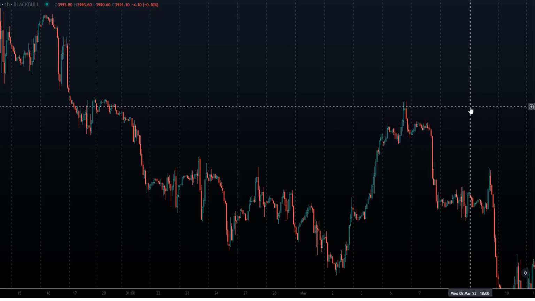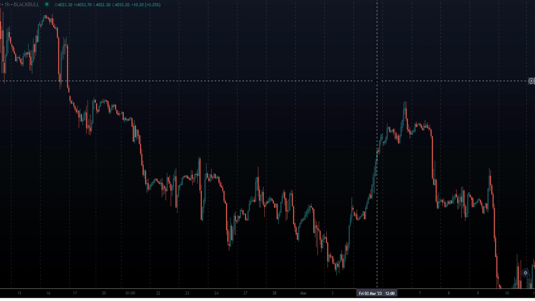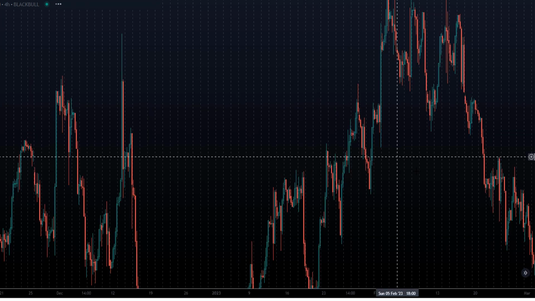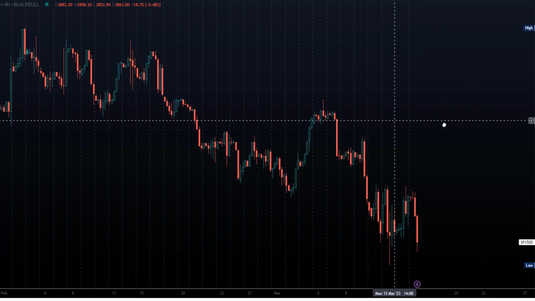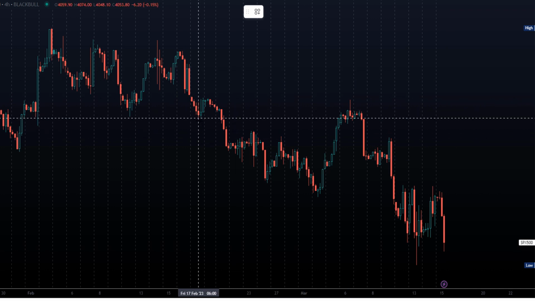Today I will teach you what constitutes a good change of character and what is a bad change of character, and how to increase your odds of winning trades. For this example I will use S&P 500, and here we are on the 4-hour time frame, and the concept is way simpler than you might be thinking.